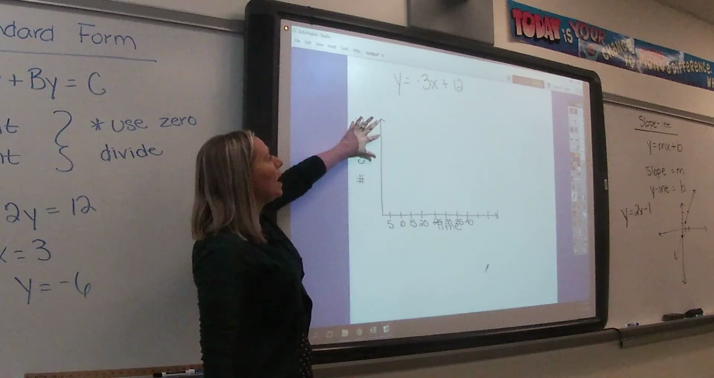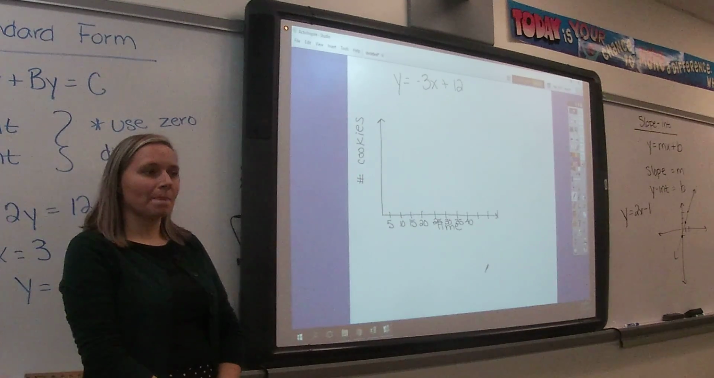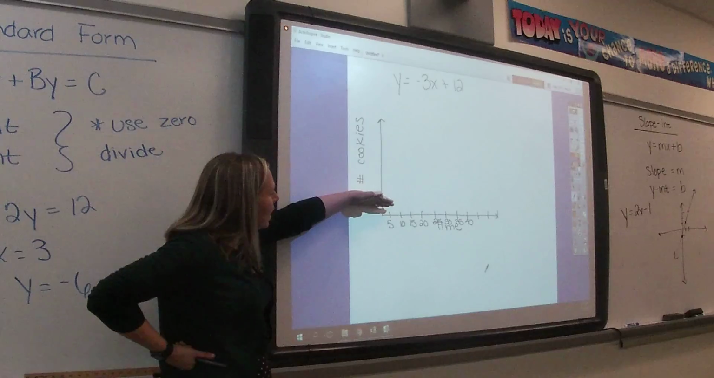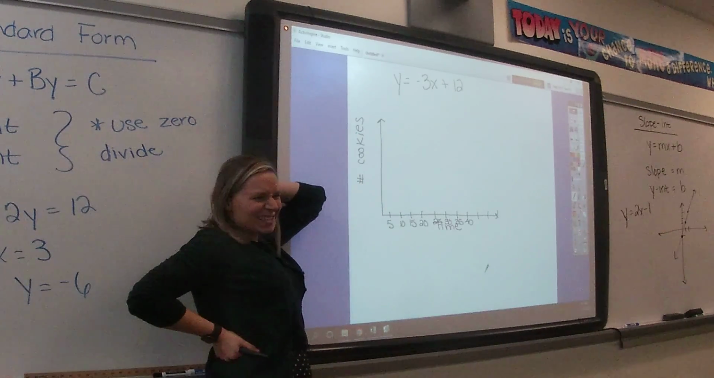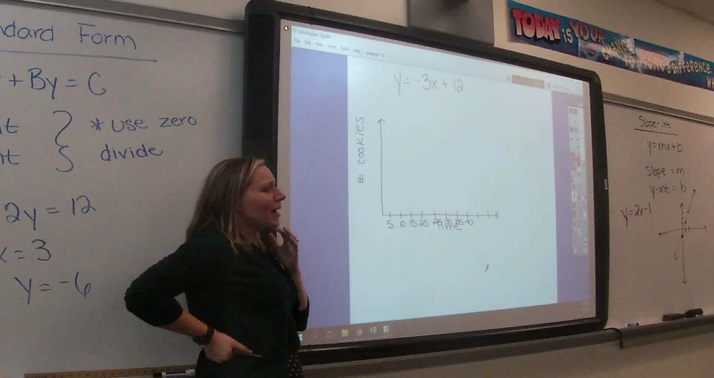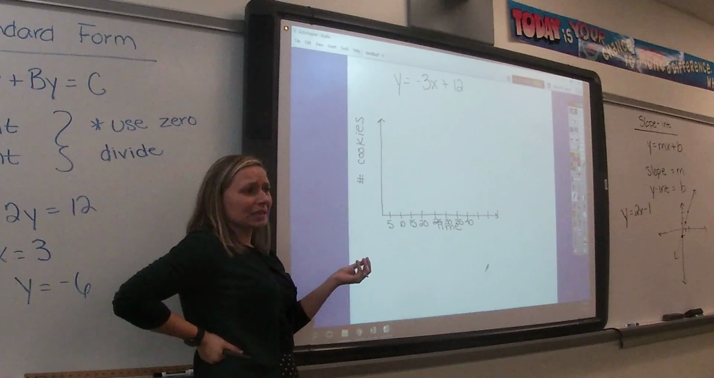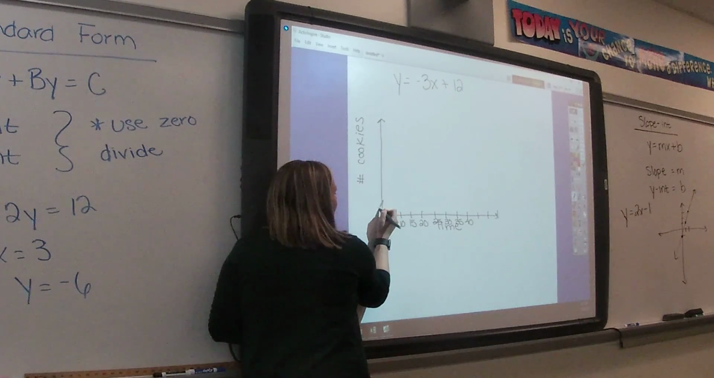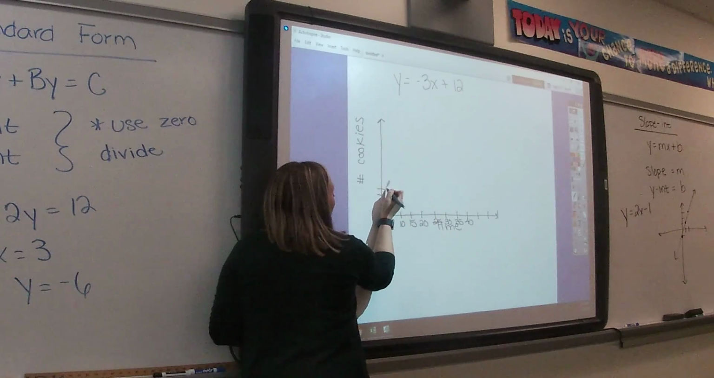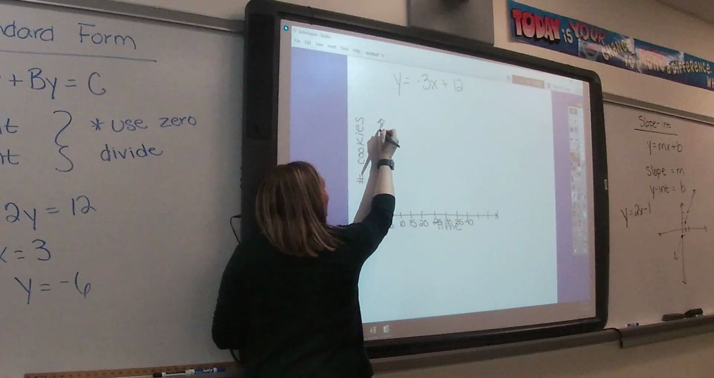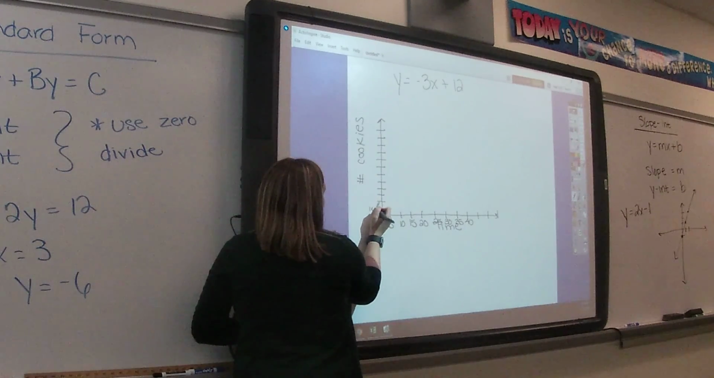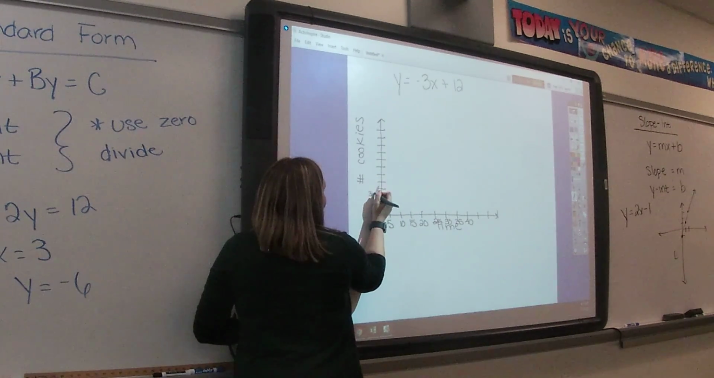What might we want to count by over here? Do I want to go 100, 200, 300, 400? I think we might still want to just count by 10s, right? 10, 20, 30, 40, 50, 60, 70, 80, 90, 100, 110, 120. Do I need to go any higher than 120? Nope.